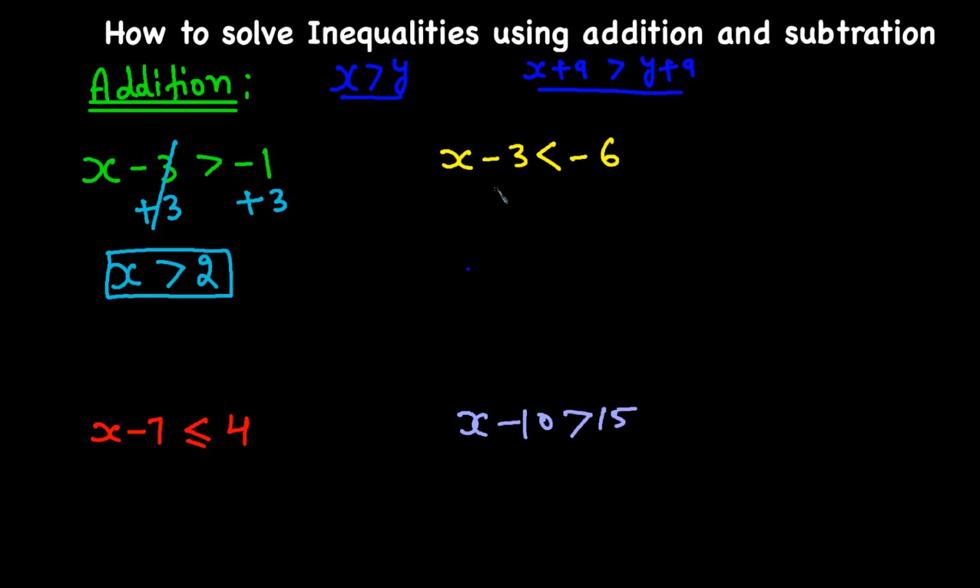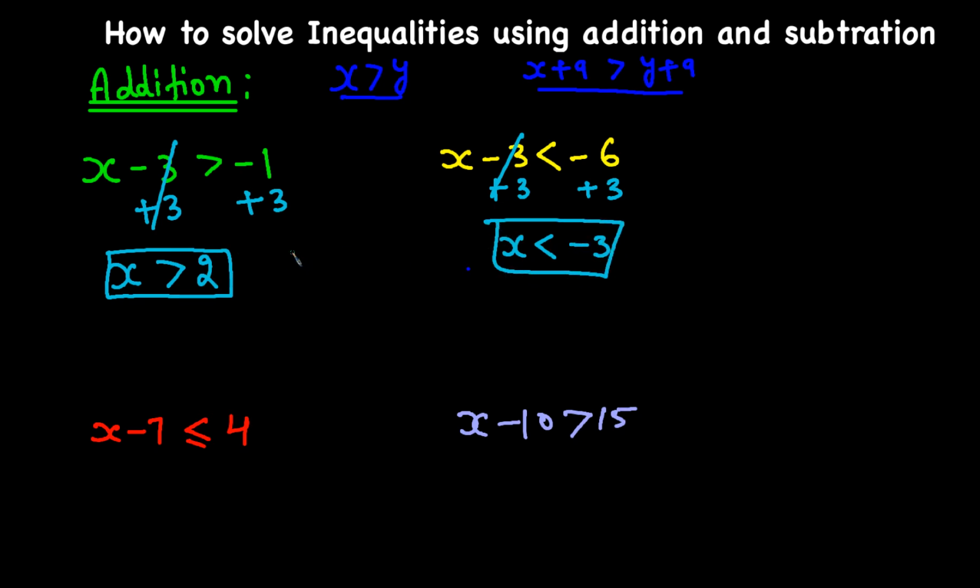Okay, so second one is x minus 3 less than -6, and again I want to get rid of this 3. So if I add 3 over here, I need to add 3 on this hand side too. Both cancel, gives me 0. So I'm left with x on left hand side. So x is less than -3. So that's the solution.